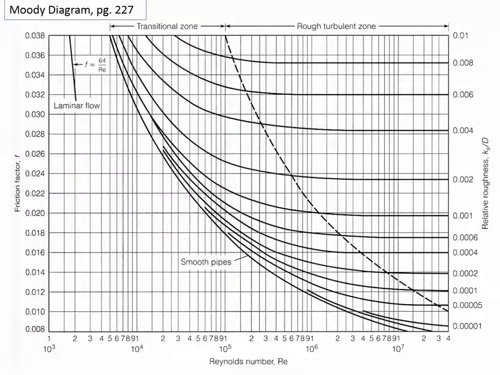This is one of the ways to find the F value when you know the Reynolds number and you have to use the relative roughness, which is the material type roughness, K sub S, relative to the pipe diameter, and then take that across to the second vertical axis to find the F value.